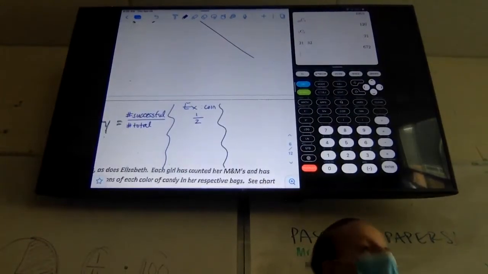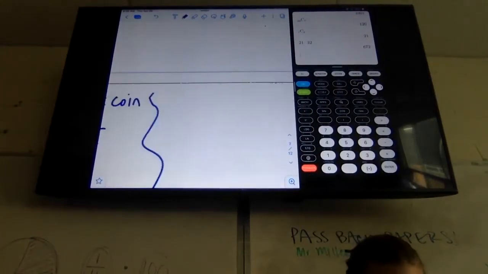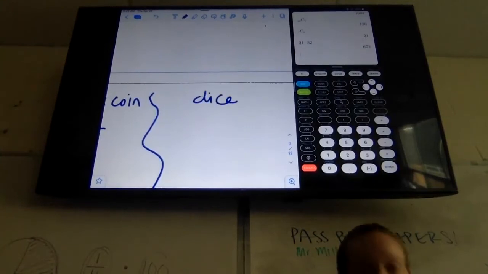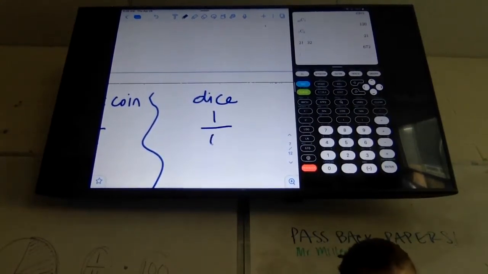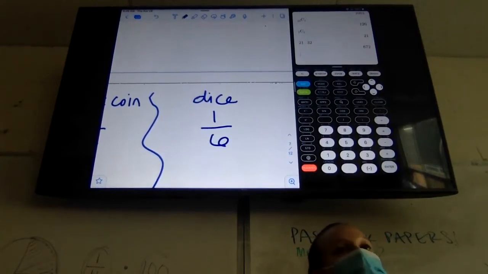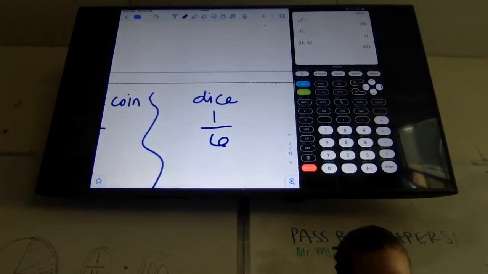1 to 6. Good. So rolling a dice, if I said, okay, what's the probability of you rolling a 2 on the dice? Well, there's only one side that's a 2 and there are 6 sides total. So that's a 1/6 probability that you will get the correct thing.